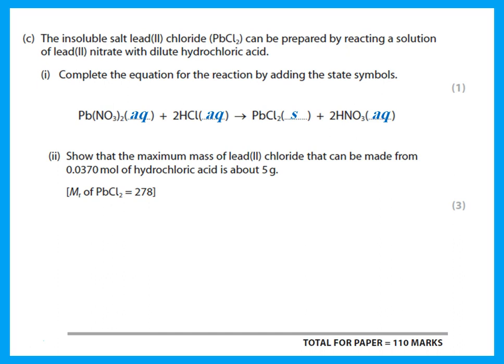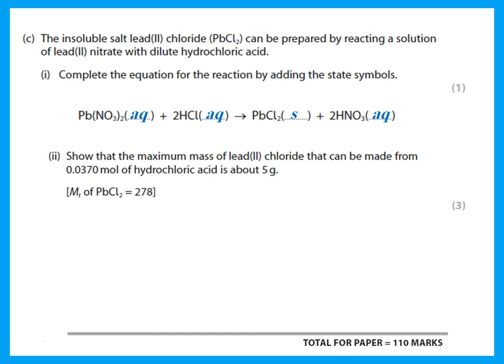Then he says, show that the maximum mass of lead chloride that can be made from 0.037 mole of hydrochloric acid is about 5 grams. So basically it's asking you to calculate what is the mass of lead chloride if I'm starting with 0.037 moles of acid. So if I have the number of moles of one, I look at the equation to get the number of moles of what he's asking for.